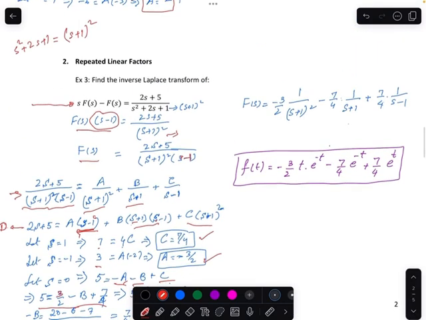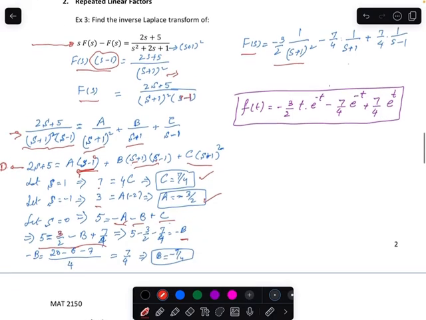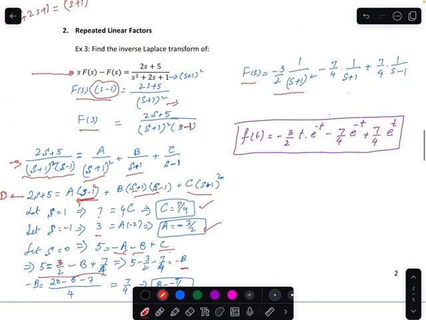So I can write the Laplace transform as a over s plus 1 whole square, or -3 over 2 into 1 over s plus 1 whole square, plus b over s plus 1. b is -7 over 4, so we got -7 over 4 into 1 over s plus 1. Then plus c, which is 7 over 4 into 1 over s minus 1. So this is the partial fraction decomposition.